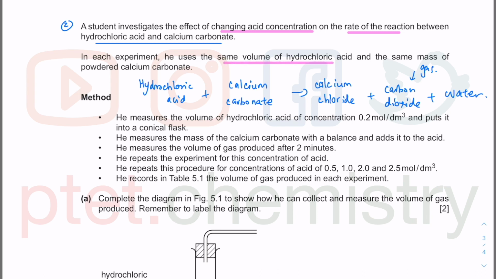This is a gas, but what we're doing here is we use the same volume of the HCl, and then the same mass of the powdered calcium carbonate. We use powdered, not lumpy. So greater surface area, because the powdered one would have greater contact area between the calcium carbonate and the acid.